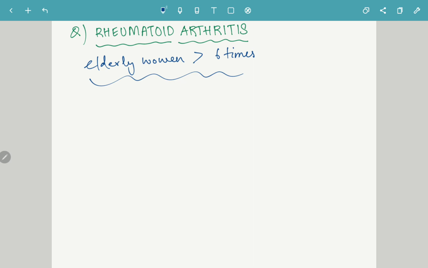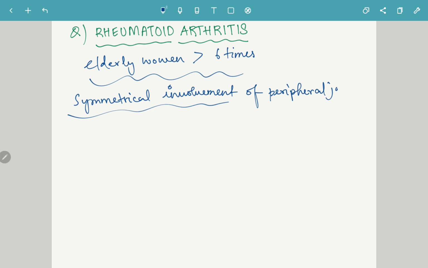So in rheumatoid arthritis, there is going to be a symmetrical involvement of the peripheral joints. There are a lot of associations with rheumatoid arthritis, like Felty's syndrome, osteoporosis, and large B cell lymphoma. These all can be conditions that are associated with rheumatoid arthritis.